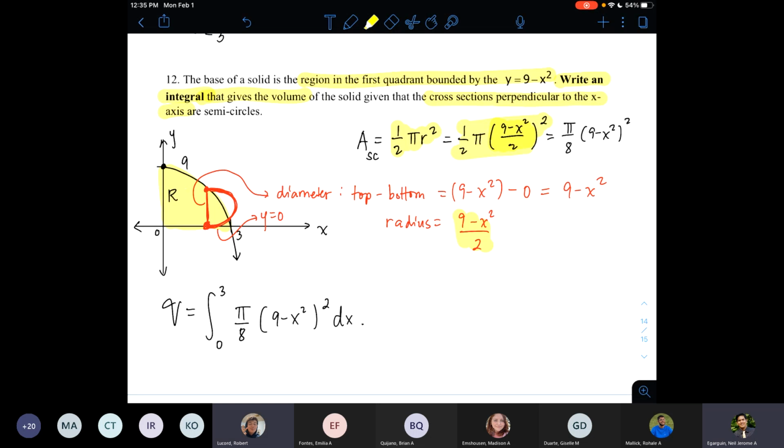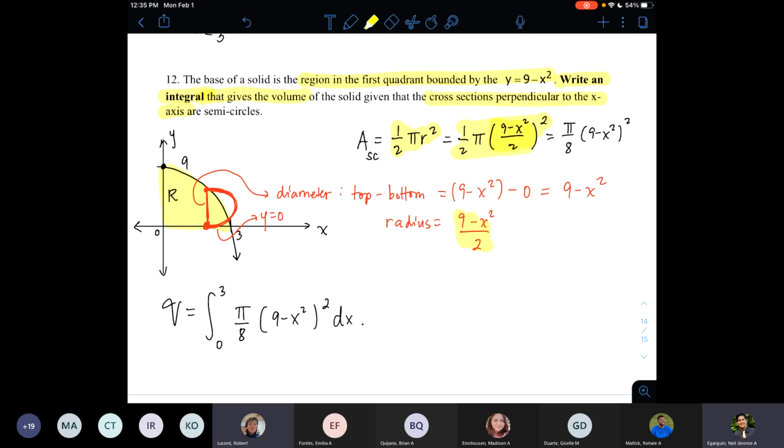I have one more problem about cross sections in the worksheet, a very similar one to problem 12. Do you want to go over it, or should we skip that and go ahead to the next topic, which is about solids of revolution? But are there no other questions about cross sections, or are cross sections kind of easy for you? Do you get the general idea?